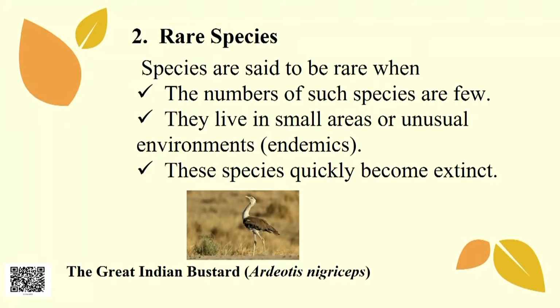The second type is rare species. Species are said to be rare when the number of such species is few, and they live in small areas or unusual environments. These species quickly become extinct. An example is the great Indian bustard.